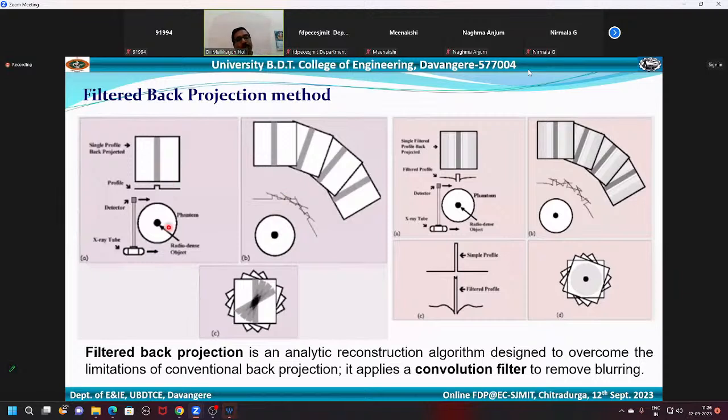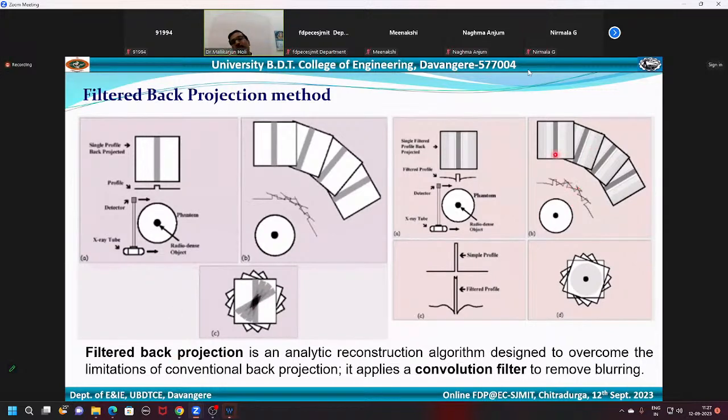So if you do a back projection without filtering, at that time you can see the object is a circular one. When we back project the different projection profiles, we are supposed to get an image like this, circular. But what happens? The image looks like a blur. Okay. So at that time, we go for a convolution filter. That's called the filter back projection.